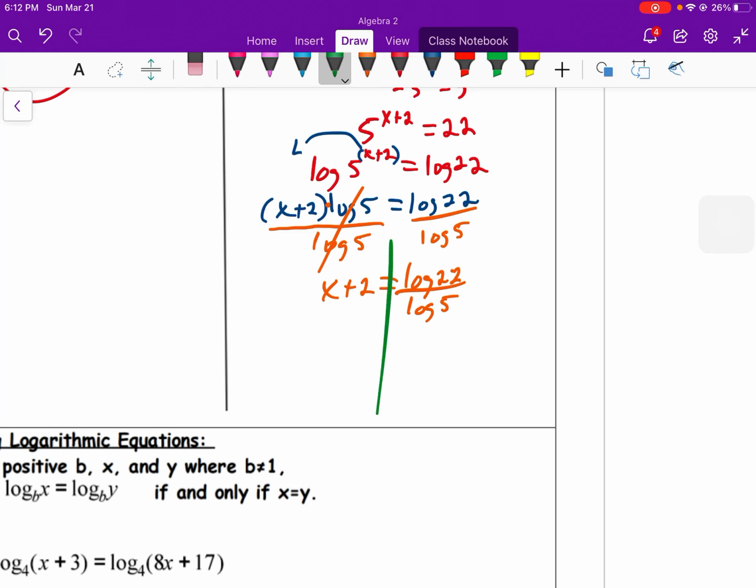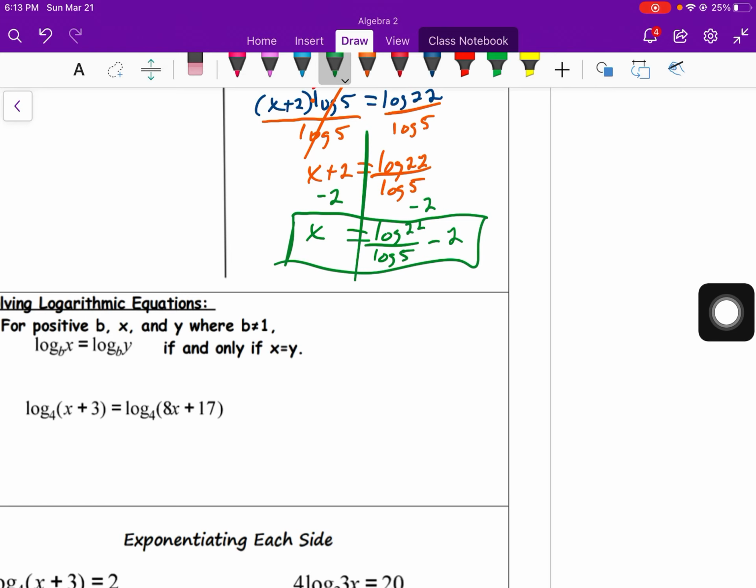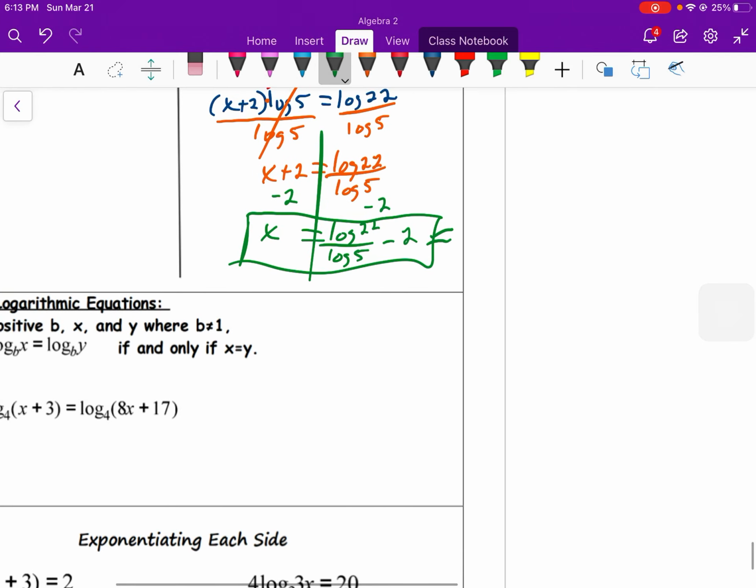Now, our next inverse operation to get x by itself would be to subtract 2 from both sides. Therefore, x equals log of 22 divided by log of 5 minus 2. These are not like terms, so this is simplified down. This would be our exact answer. If you were to approximate it, you can do that.